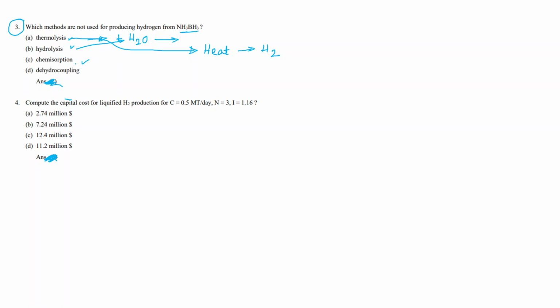This is the process of splitting the hydrogen. In a metal hydride, the hydrogen molecule will come and split into two hydrogen atoms. This process is called chemisorption. So our answer will be C. Okay.